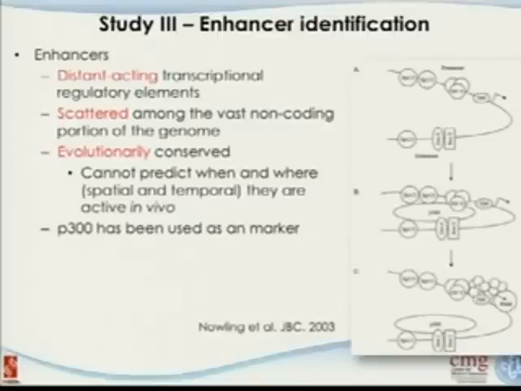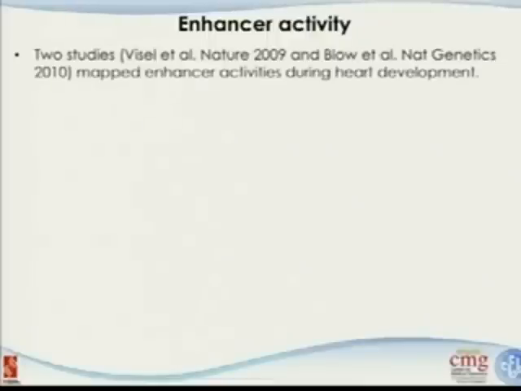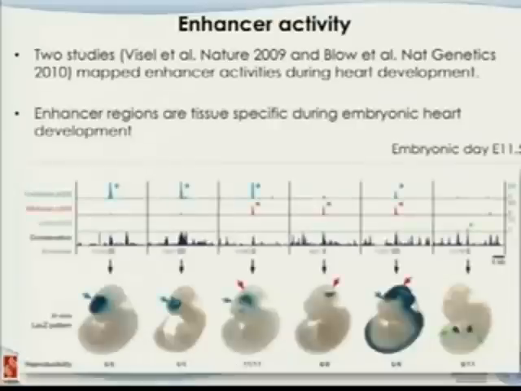And this is the way that people do it. There are 2 papers published from the same group, both in Nature. One is in 2009, the other is 2010. They were looking for enhancer activities during heart development. The reason they are publishing in Nature, I'm pretty sure, is that this is not an easy experiment to do, right? I still don't know how they do that.